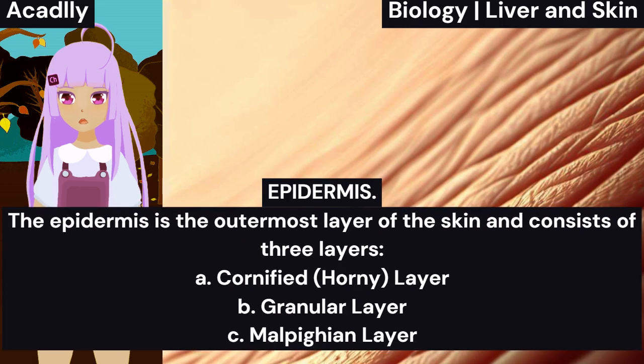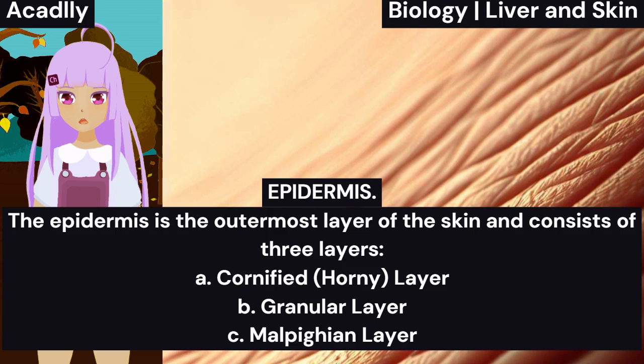Epidermis. The epidermis is the outermost layer of the skin and consists of 3 layers. A. Cornified, horny layer. The outermost layer of the epidermis, composed of fats, dead cells, and keratin. Keratin provides toughness, flexibility, and waterproofing, preventing microbial entry and reducing water loss from the body. The cornified layer constantly wears away and is replaced by the underlying granular layer.